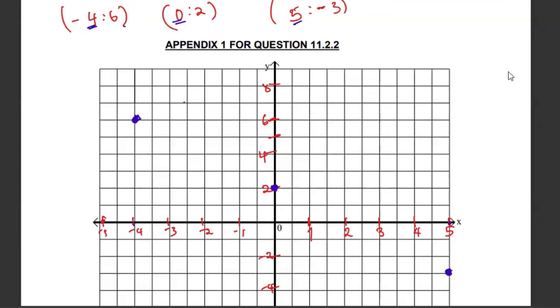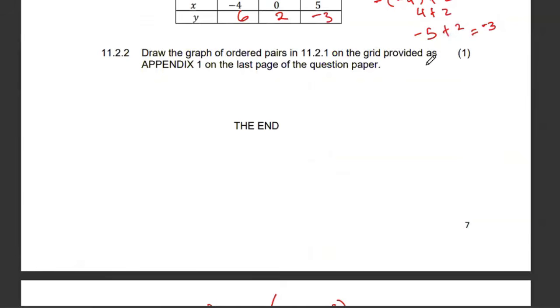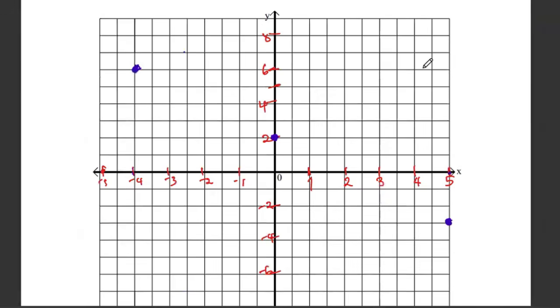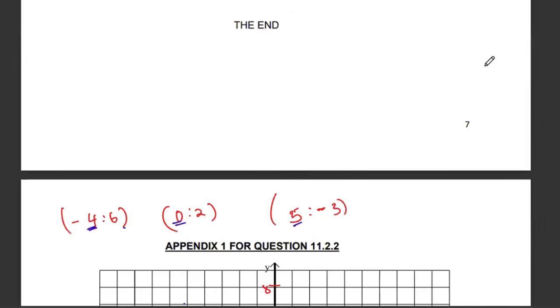What does the question want? They want us to draw a graph on the grid provided. So all we have to do is just connect with our rulers. Okay, I'm sorry, I don't have a ruler, but I'll try. This must be some sort of a straight line. Okay, so that is the kind of graph that the question would have anticipated for.